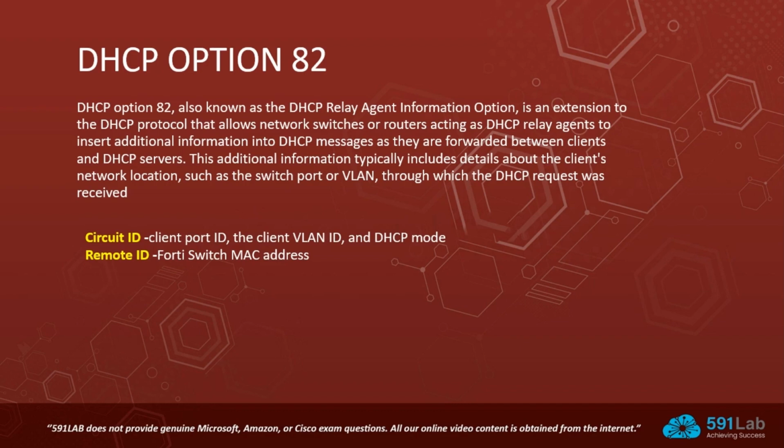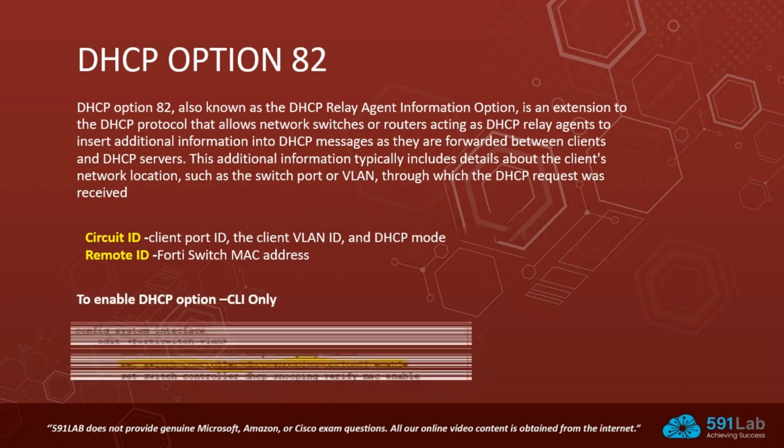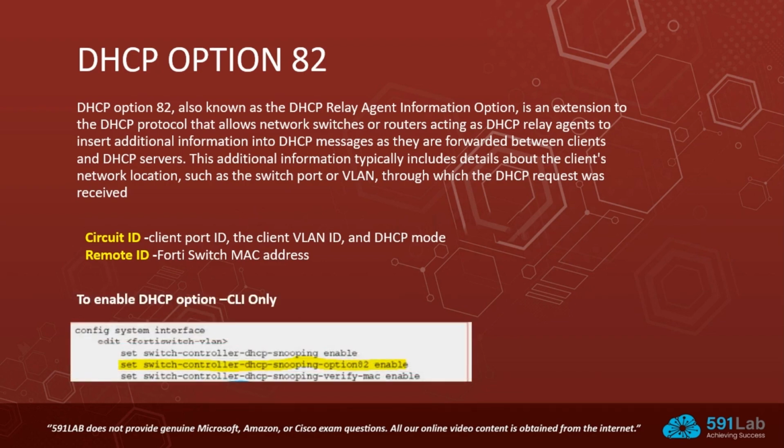Option number 2, remote ID. This contains the FortiSwitch MAC address. This is usually the MAC address of the internal interface. To enable DHCP option 82, you can only use CLI mode. Further information related to DHCP and DHCP snooping can be studied more in the FortiSwitch 7.2 study guide starting from page number 212.